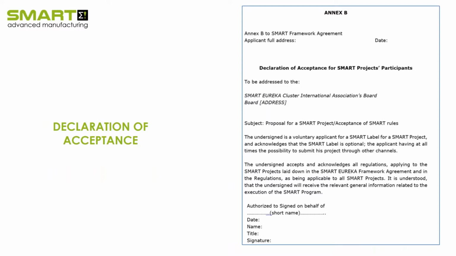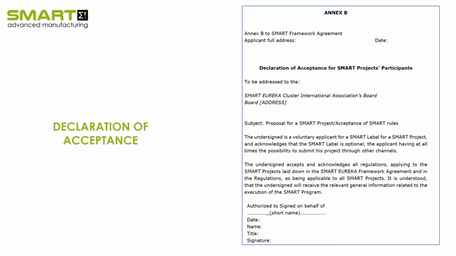Okay, there is another important document that you will have to present along with the proposal and with the Form C of the partners. That is the declaration of acceptance, which you see now on the screen. All the participants will have to present this document. It has to be signed and dated by each partner, coordinator and partner.